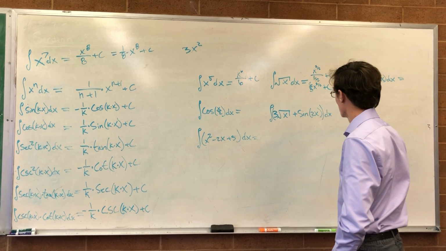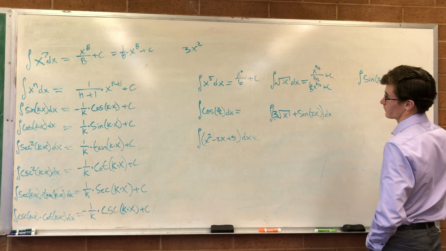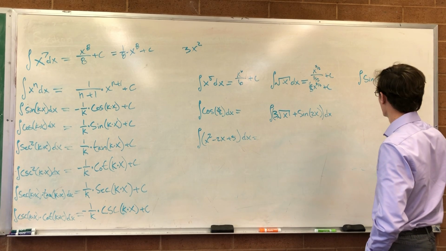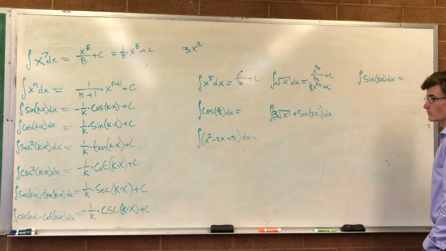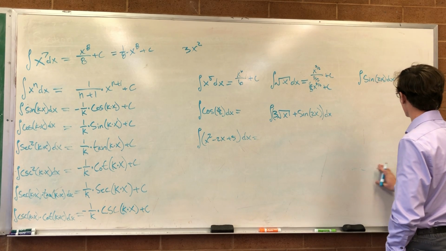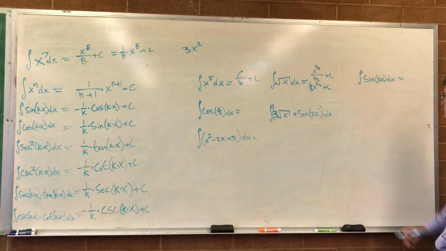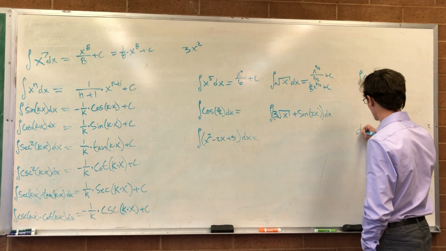Sure. Okay, next let's do sine of 2x. Don't look at the formula. See if you can do it without the formula and just think about it. Whose derivative is sine? Negative cosine, right? So you know it's going to have a negative cosine of 2x in there.